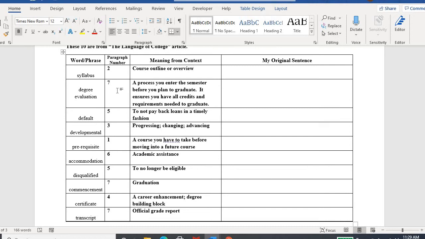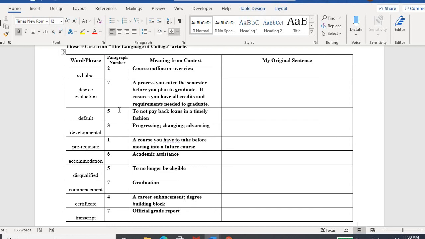We saw the word degree evaluation in paragraph 7. Let's say you think you're going to graduate in a spring semester, so in the fall, the semester before, you have to go and sit with your advisor, and they literally evaluate if you're ready to get your degree. So I like to think of it that way. It makes it more sensible. So just make sure, did you take all the credits? Do you have the GPA that you need? Did you take all the licensure exams? Anything along that nature is what that degree evaluation is going to do.